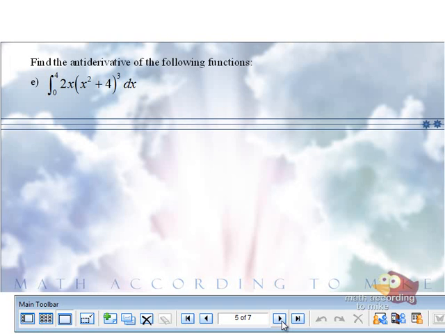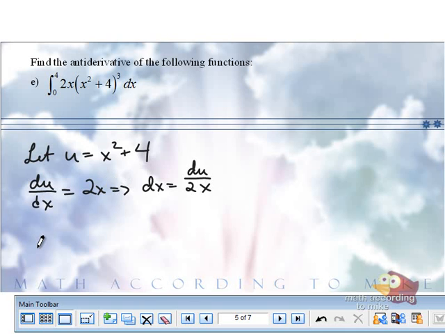So what's a good u to pick? Close. Yes, so we'll say let u equal x squared plus 4. So this part is just like what we did in 15.2. So that means du/dx is 2x. See? Works better.